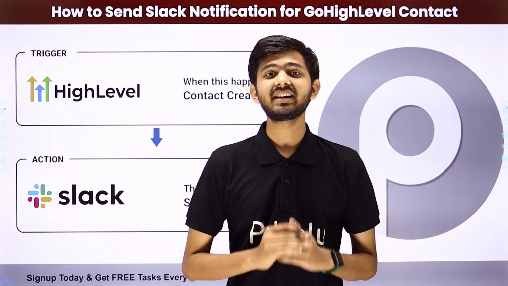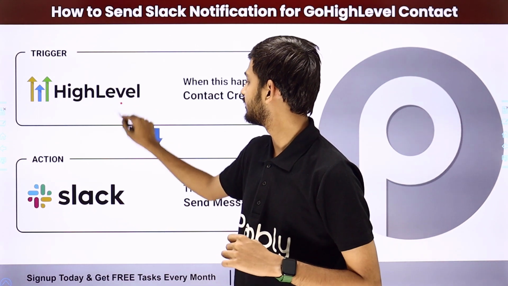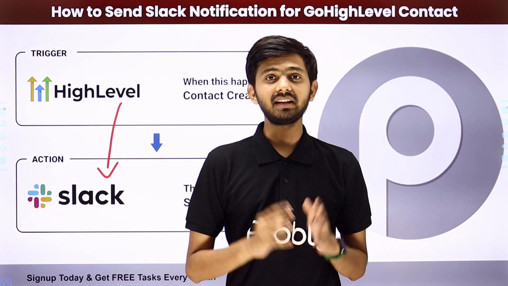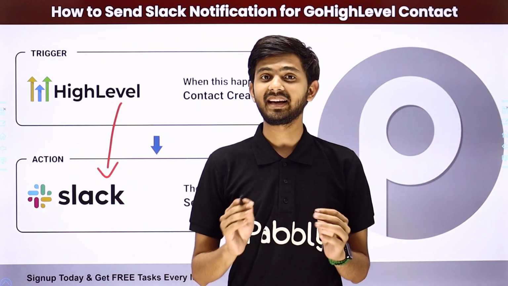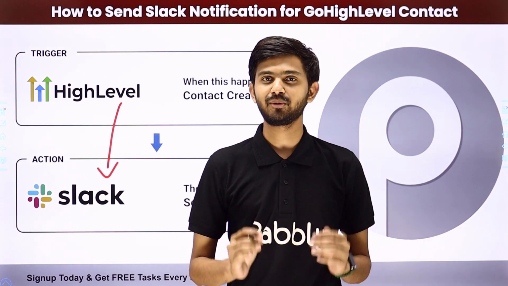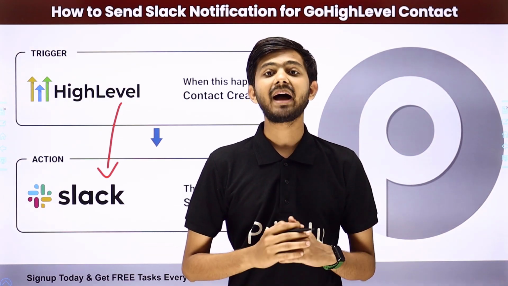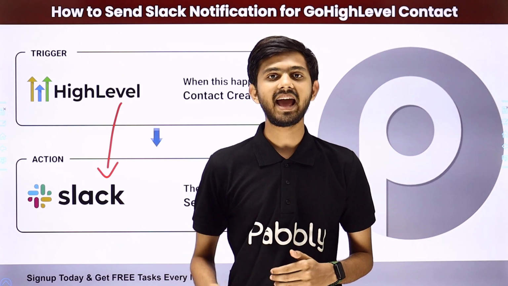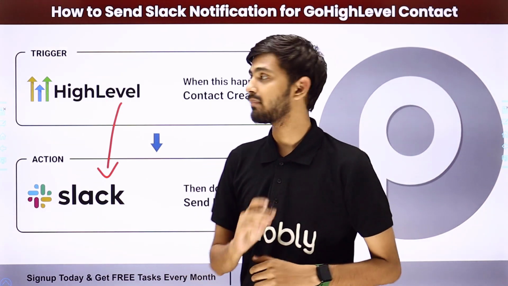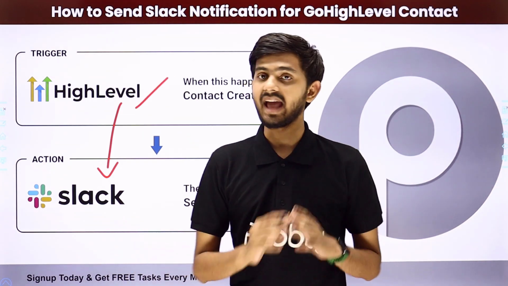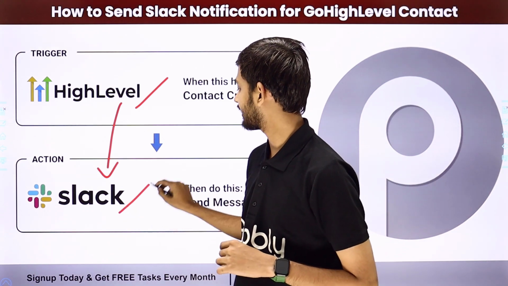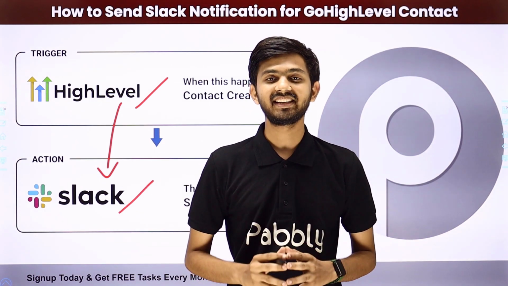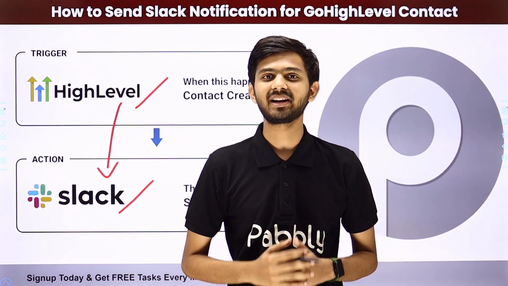For this, we will create an integration between GoHighLevel and Slack. For creating this integration, we are going to use Pabbly Connect, which is an amazing software for automation and integration. In Pabbly Connect, we are going to use trigger and action. In the trigger application, I'm going to use GoHighLevel. In the action application, I'm going to use Slack. So how am I going to create this integration? For that, let me take you to my computer screen.